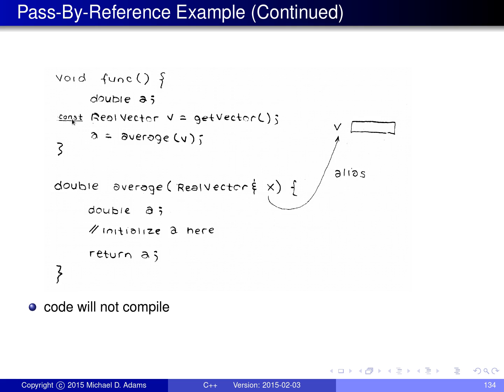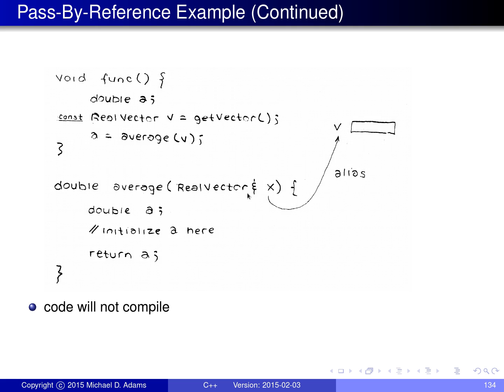And the compiler is smart. It sees the fact that we're passing as a parameter to average something that can't be changed, and yet the function average is not making the promise that it won't change this thing that's being passed into the function. Therefore, the compiler will generate an error saying, no, you can't do this.